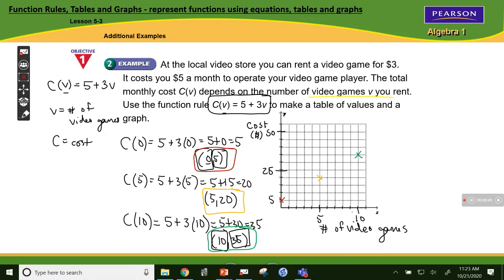This is pretty much all you need. At this point, you have a good enough graph for your function. I would not draw a line here, and here's the reason. If I draw a line, then I'm going to include every value in between these points. If I include every value in between these points, then I'm including fractions and decimals, and I cannot have a fraction or a decimal number of video games.